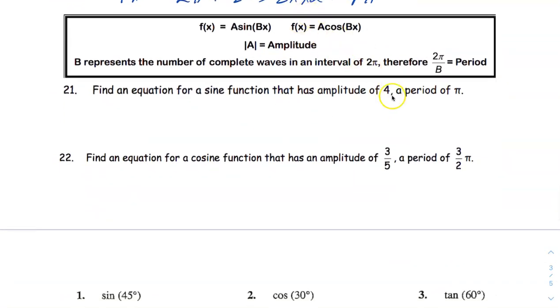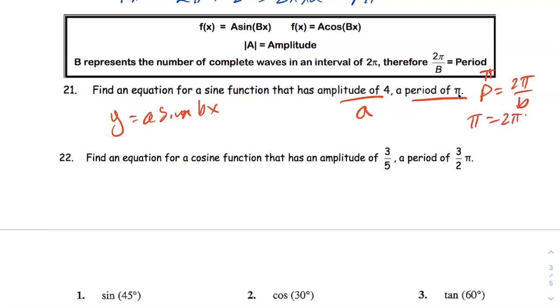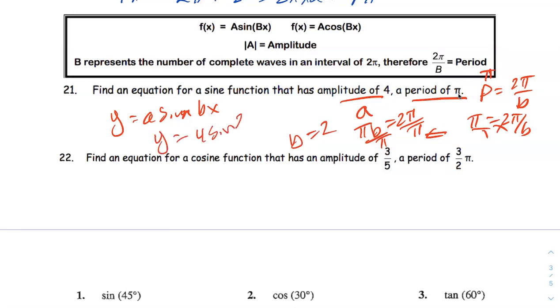Find the equation of a sine function that has amplitude of 4 and a period of pi. Right, so it's a sine function, so it looks like this: y equals a sine of bx. I know the amplitude is 4, that's my A. Period has to do with b, but it's not b. So period equals 2 pi over b. And I know the period is pi. So pi equals 2 pi over b. Put pi over 1, cross multiply. I get pi b equals 2 pi. Divide by pi. I get b equals 2. So there we go, everything we need. My equation will be y equals 4 sine 2x.